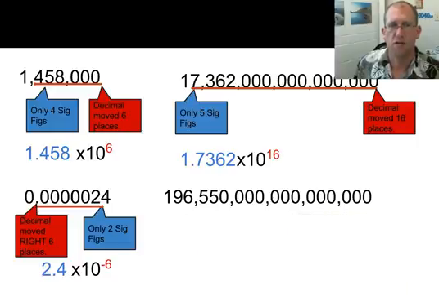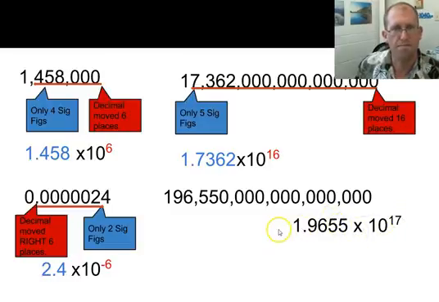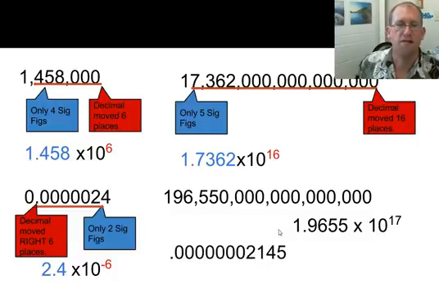Put that in scientific notation. You should have done this. 1.9655 times 10 to the 17th. The significant digits are here. All of those are insignificant. Keep the significant digits. Tell me how many times you moved the number. Okay? Here's another one. Pause the video while you work on that.